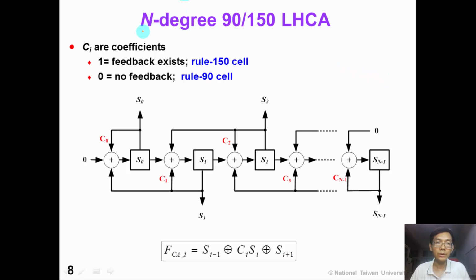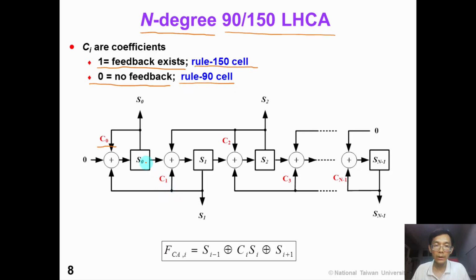This figure shows an n-degree 90-150 LHCA. For each inclusive OR, we have one configurable coefficient where Ci equals 1 if the feedback exists, then this is a rule 150 cell. Ci equals 0 if there is no such feedback, then it is a rule 90 cell.